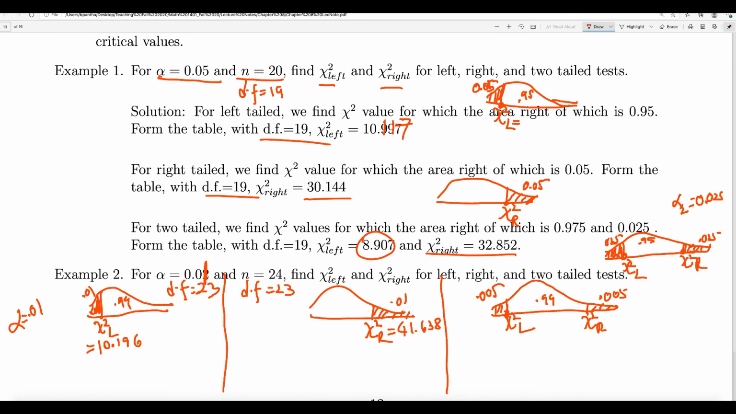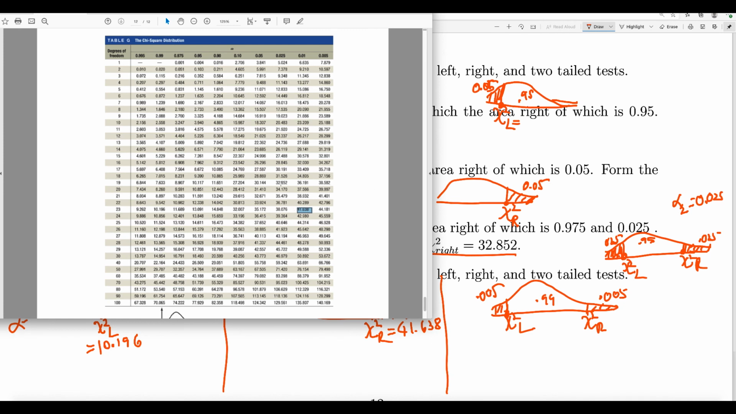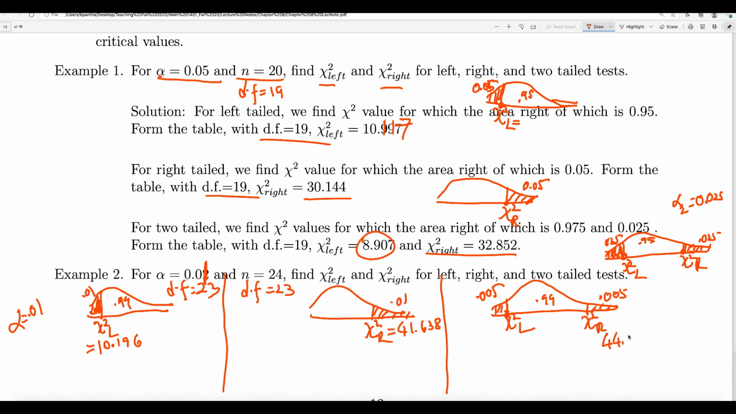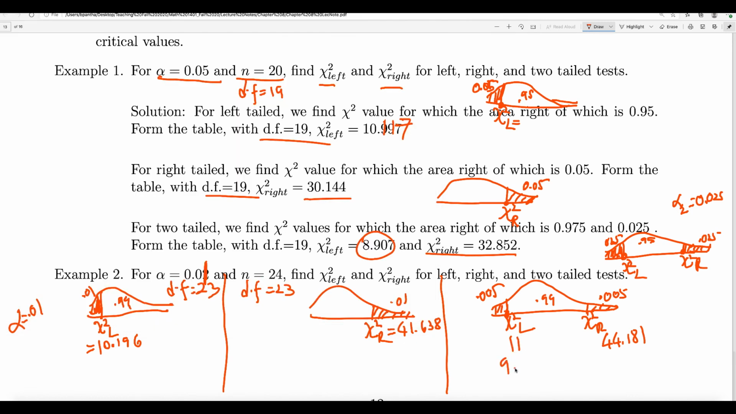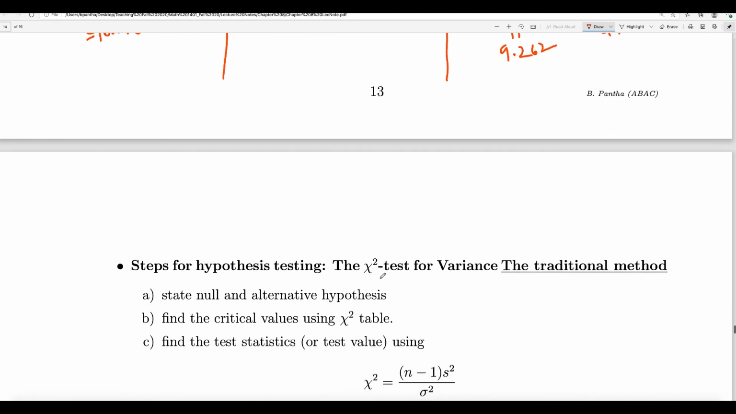Okay. So let us look at that. That is 0.005, 23 degrees of freedom. Right area is 44.181. And the other one is the 0.995. For the chi-square left, the total right area is 0.995. This is 99%. This is 0.5%. The total is 0.995, 23 degrees of freedom, 9.262. That's what you get. So this is how we find the critical left, critical right, and both critical values for left tail, right tail, and two tail test.